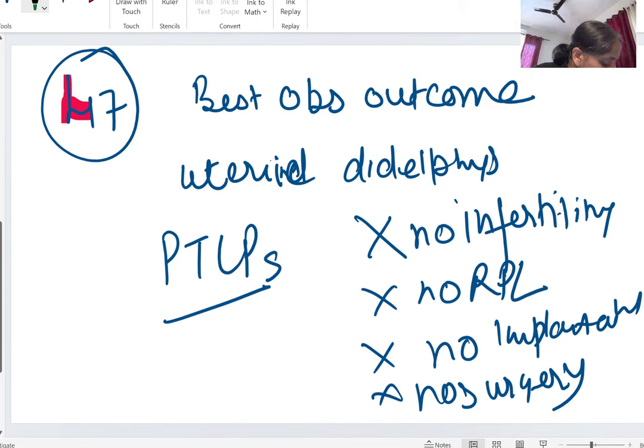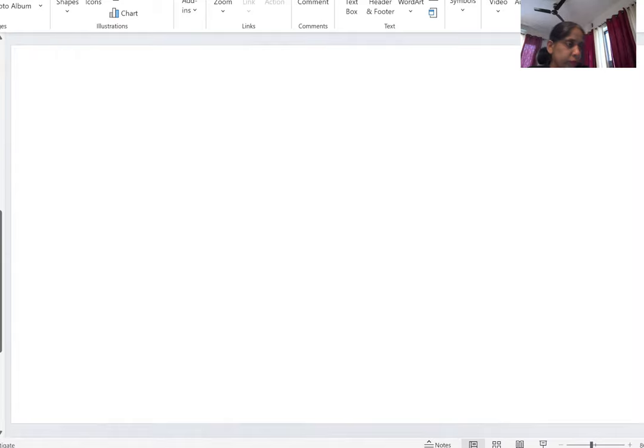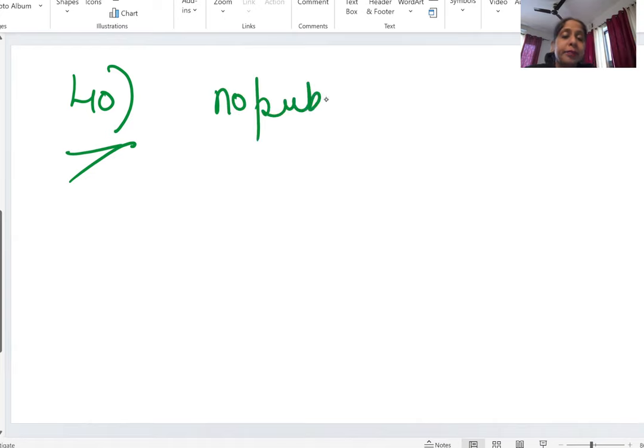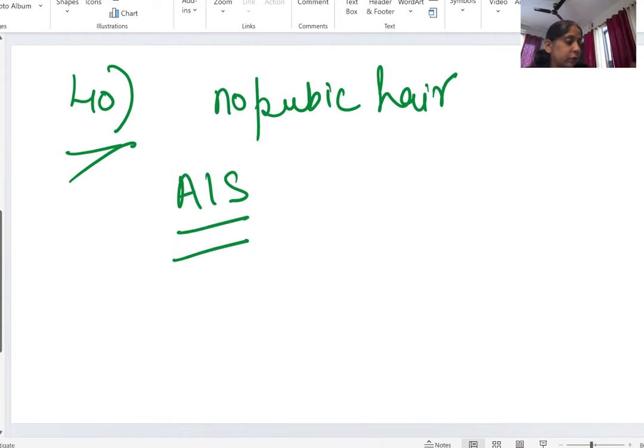Dr. Mukul has asked question number 40. Dr. Mukul, here there are no pubic hairs. If there are no pubic hair, it means that it is a case of androgen insensitivity. Okay. Have you got it, Dr. Mukul?